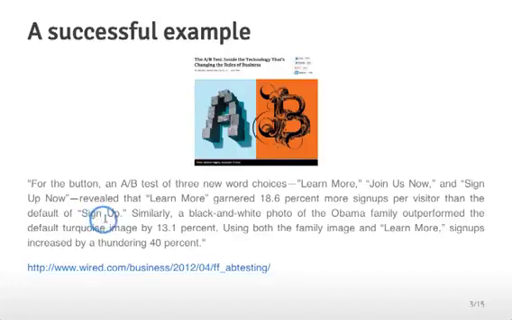And they found that learn more garnered 18.6% more signups per visitor than showing visitors the other variables like the default sign up. They also showed that having a black and white photo of the Obama family improved the sign up by 13.1%. And finally, they showed that using both the family image and the Learn More increased the sign up by up to 40%. So this is actually quite a dramatic increase in their number of signups by taking advantage of the relationship between the two variables. So it's often a case where you're going to want to be able to analyze multiple variables in an ANOVA model.